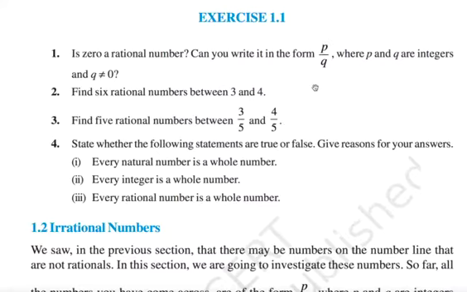Every rational number is a whole number. No, no. Every whole number can be a rational number, but not vice versa. A rational number can be written in p by q form. Let's take an example of 2 by 3. That is not a whole number.